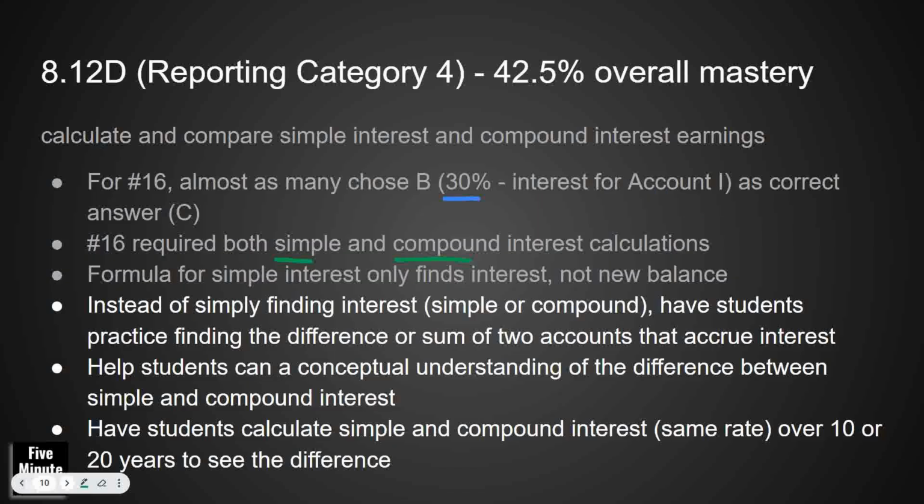So that means that when we are working with them, we need to kind of go back and forth between the two. And finally, that point that I made needs to be reiterated to students when we are looking at simple interest. That formula only finds the interest, not the new balance, whereas the compound interest includes the new balance. So that's the confusing part between these two. So what we need to do is, instead of simply finding the interest, like we did on our second problem, have students practice finding the difference or the sum of 2 different accounts that accrue interest.